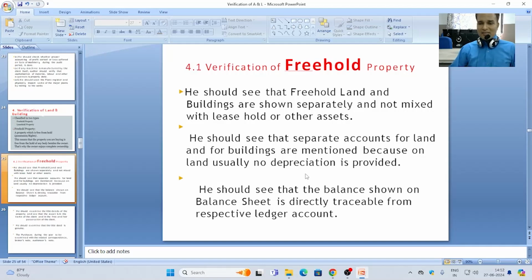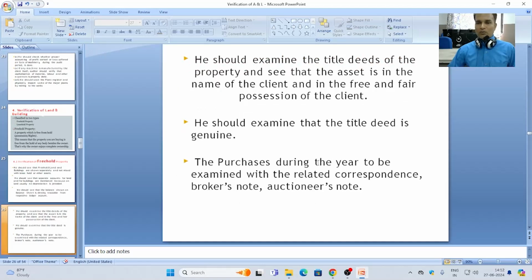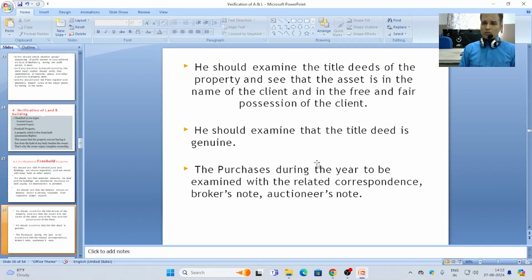The auditor should see that the balance shown on the balance sheet is directly traceable from the respective ledger accounts, because the balance sheet depends on the trial balance, and the trial balance includes the balances of ledger accounts. The auditor should examine the title deeds of the property and see that the asset is in the name of the client and in the free and fair possession of the client. Actually, the asset should physically exist in the business premises, and it should always be used for business purposes only.